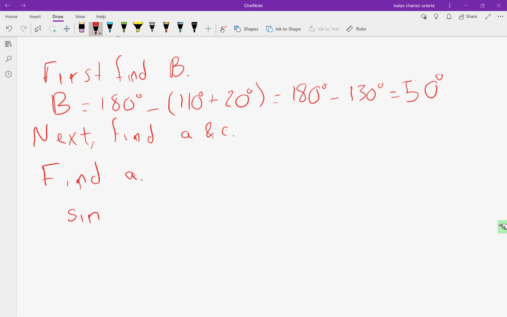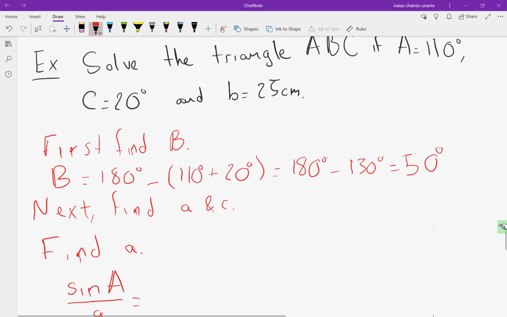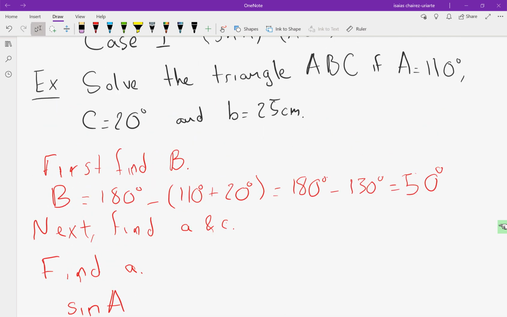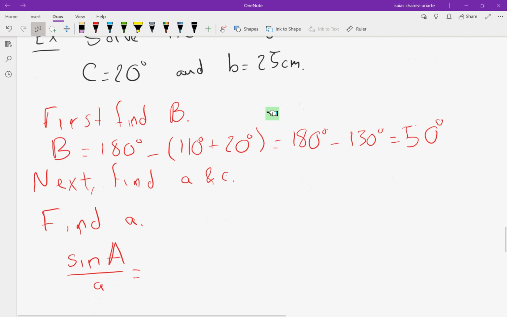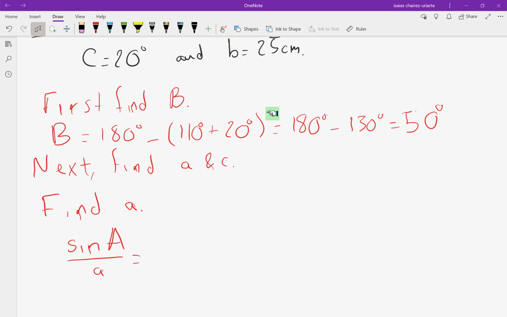I'm gonna say sine of A over A is equal to, now let me think about the information that I was given and what angles and what sides I was given. I already know that angle B is 50 degrees from this previous part. We just concluded that angle B was 50 degrees. I also know that the side length B is 25 centimeters. So I am going to use the dimensions B. So I'm going to say sine of A over A should be equal to sine of B over B.